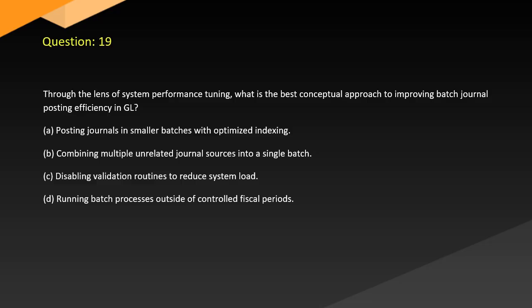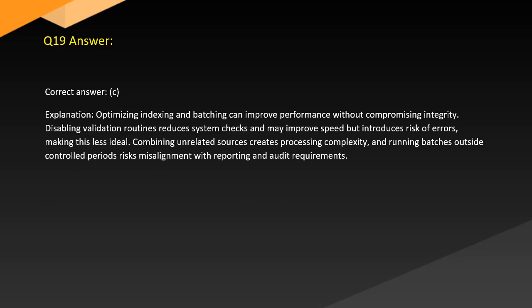B. Combining multiple unrelated journal sources into a single batch. C. Disabling validation routines to reduce system load. D. Running batch processes outside of controlled fiscal periods. Answer. Correct answer. C. Explanation. Optimizing indexing and batching can improve performance without compromising integrity.